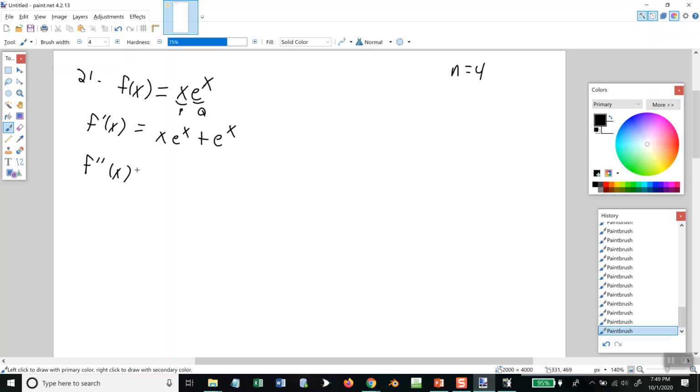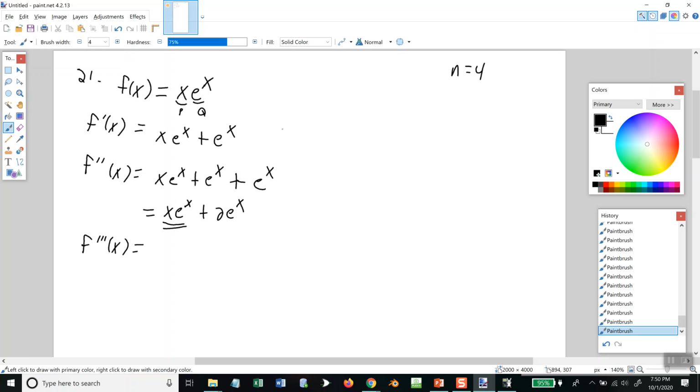For our second derivative, the derivative of x e to the x is just this. So we're going to have x e to the x plus e to the x. And then the derivative of e to the x is e to the x. So that gives us x e to the x plus 2 e to the x. I see why it comes out nice, because no matter what, you always have this x e to the x here, right?